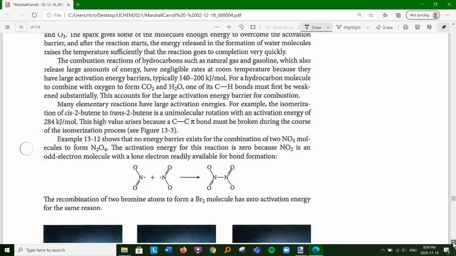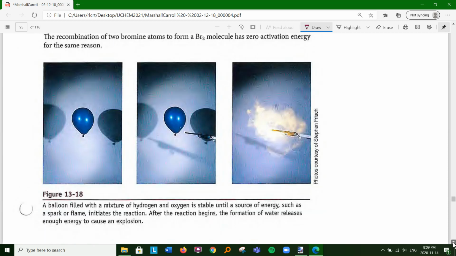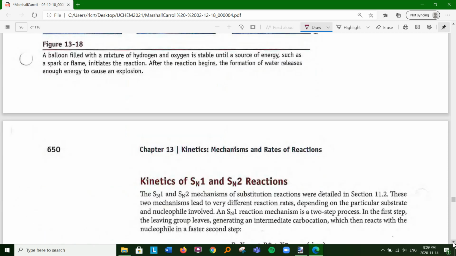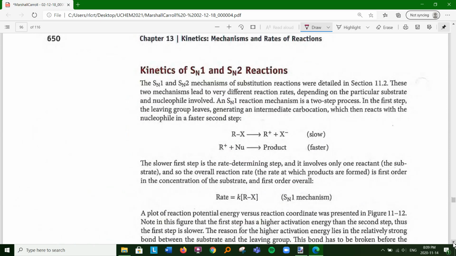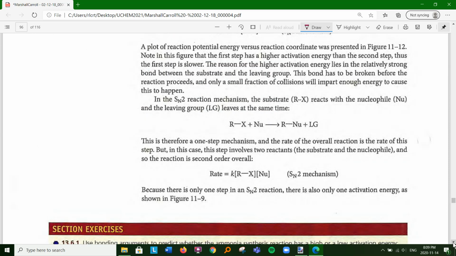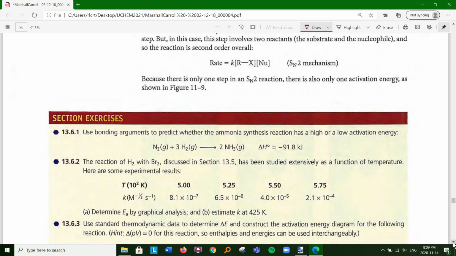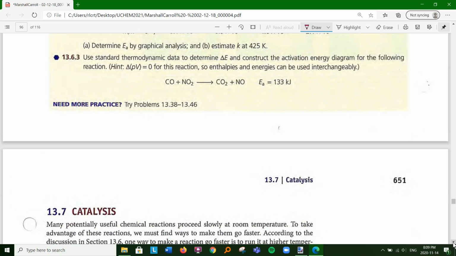Okay, so lots of reactions have large activation energies, not all of them. You can read through that. There's a picture of it. Kinetics of SN1 and SN2 reactions on page 650. We don't discuss that one. So catalysis, that'll be our last unit. We'll start the last lecture, and we'll start that next time. Okay, so have fun with all of that.